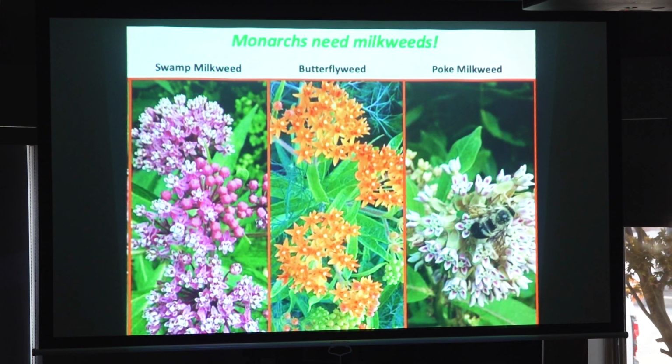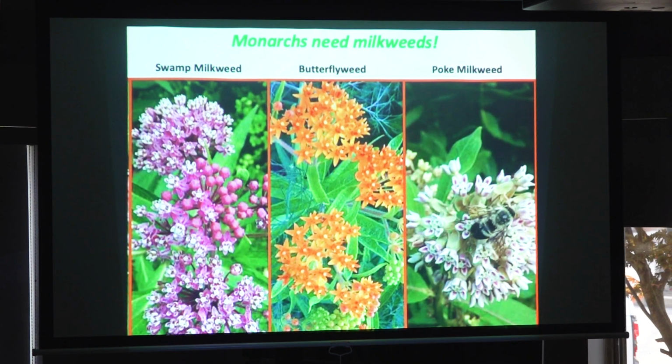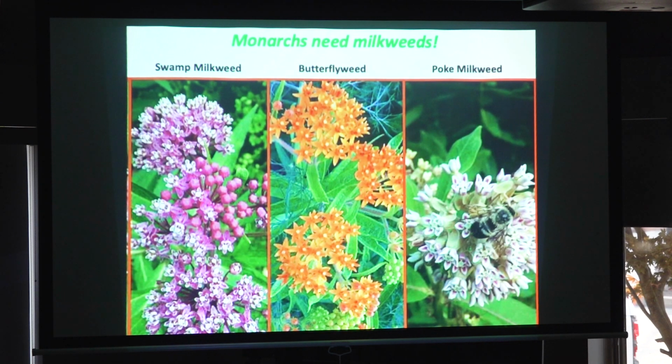So I would suggest instead that you use swamp milkweed that can handle wet places. Butterfly can handle dry places. Pokeweed can handle shade. All of them can grow in a normal setting with partial shade, and they're much more well-behaved than the common milkweed.